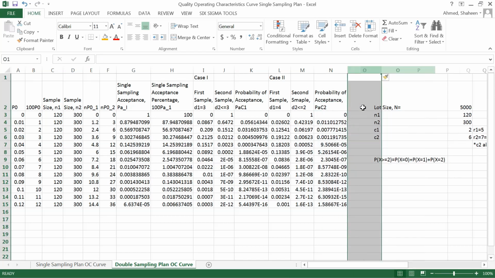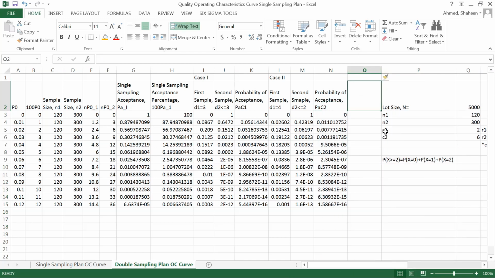So the total acceptance at the second sampling plan, the total probability, let's say probability of acceptance at second sample. Be careful about this language. I use at second sample. So this is not the probability of first sample and second sample. It's only, so the first try we didn't accept it, so this is the probability only of accepting at the second try, in the second sample.